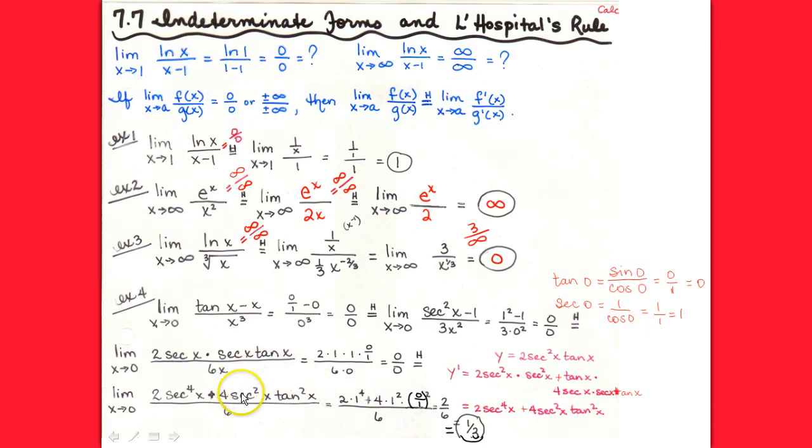Now, when I do direct substitution in my numerator, the secant at 0 is 1, the secant at 0 is 1, the tangent at 0 is 0. So now I'm going to have 2 times 1, so 2, plus 4 times 1 times 0, so 0. So 2 plus 0 gives me 2, and in the denominator I have 6. So now I'm actually able to come up with a limit.